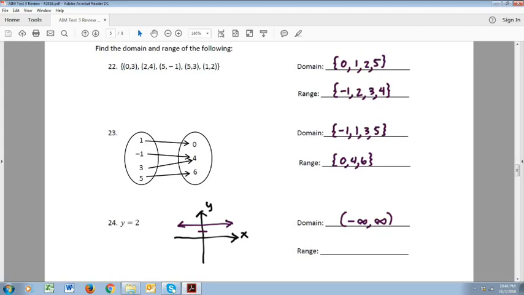Aren't all the y values 2 on this graph? Because every point is up 2. And so this is just going to be the set with 2 in it. There's only one number in our range. All right, let's move on to 25.